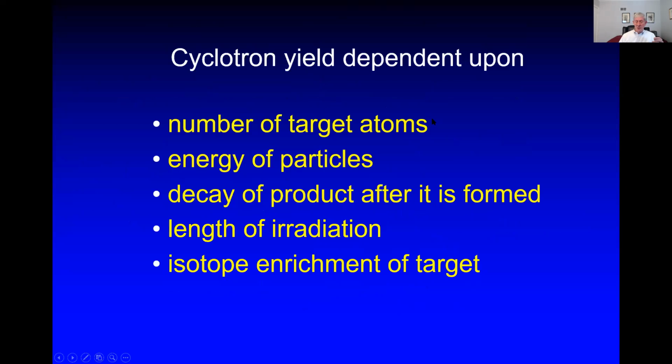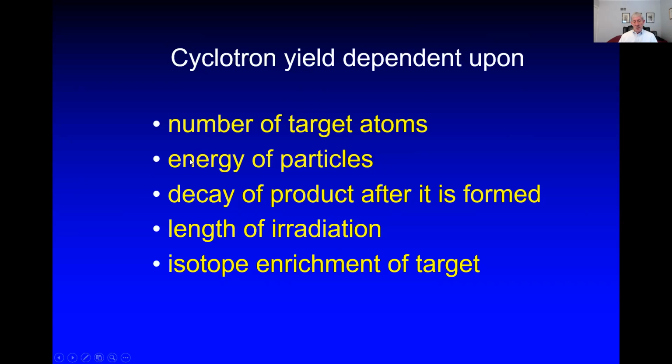So what does cyclotron yield depend upon? How much target do you have? And the targets are really pretty small. They're usually micrograms, milligrams, not larger than that. The energy of the particles is critical. There's a threshold level. It's like, can you boil water at 98 degrees centigrade at 1 atmosphere? The answer is no. You could heat it at 98 degrees forever, it'll never boil. But once it gets to 100 degrees, it will boil.